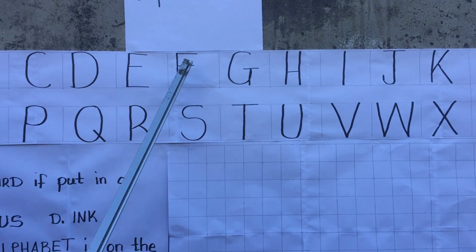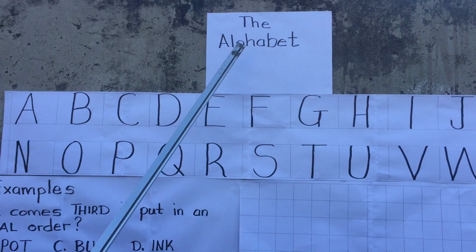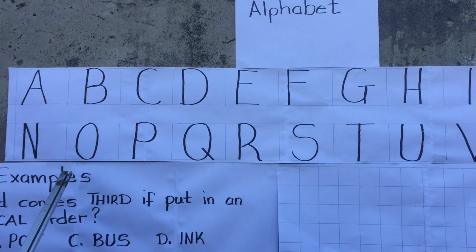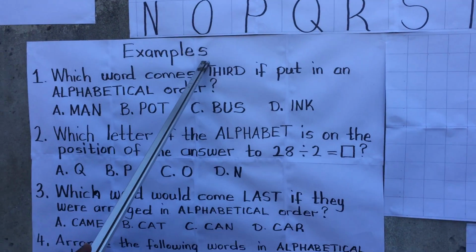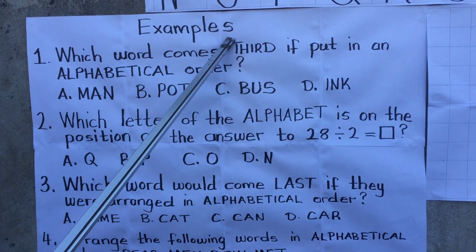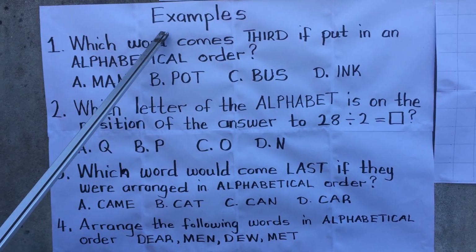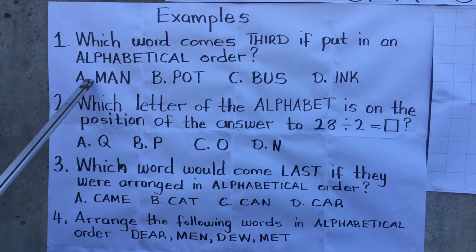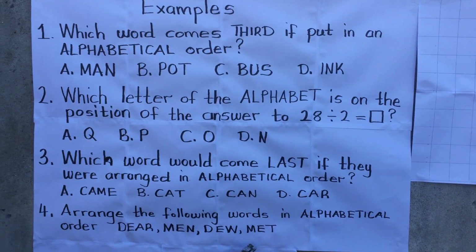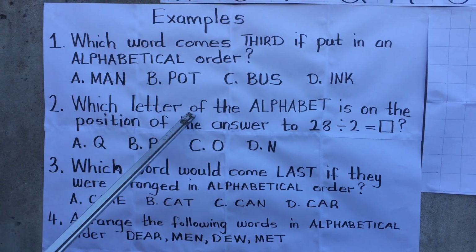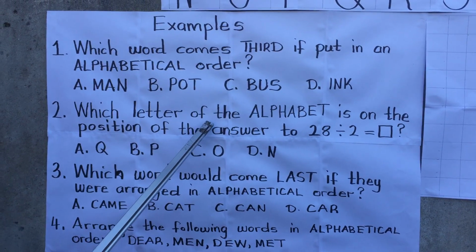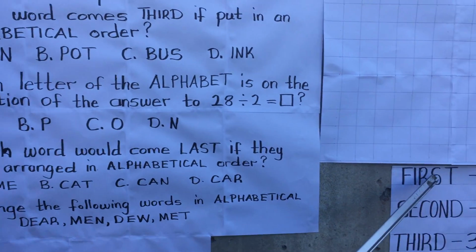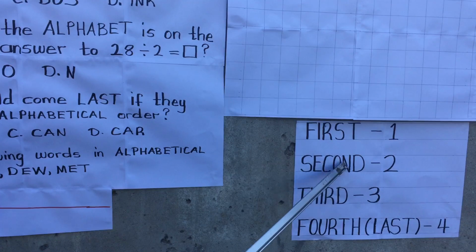Now, there are a lot of questions that they'll ask you on the alphabet. I have the examples here, 1, 2, 3, 4. Before we get to the examples, there are some terms that I want you to know, because most of the times when we are looking at the alphabet, we'll be looking at these. We'll be looking at first.